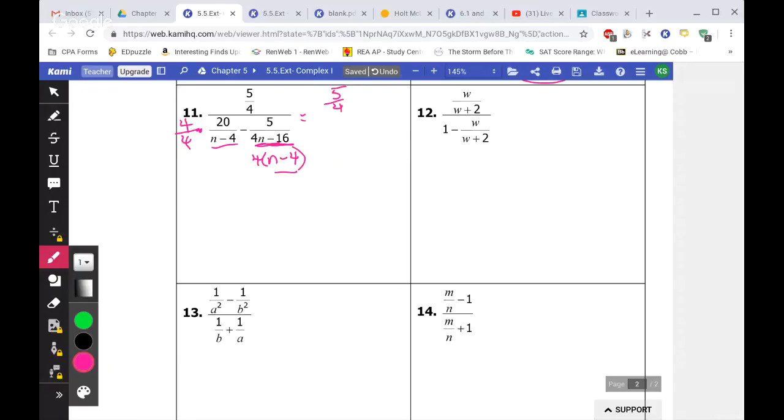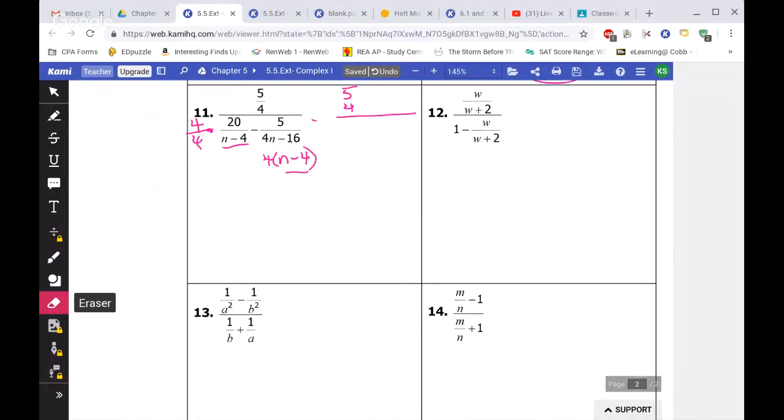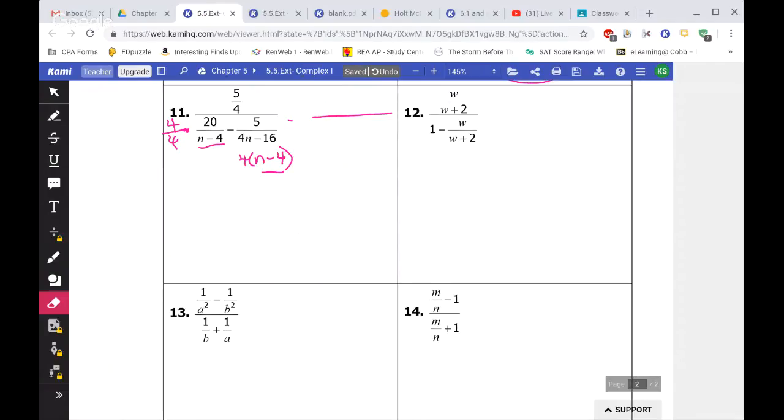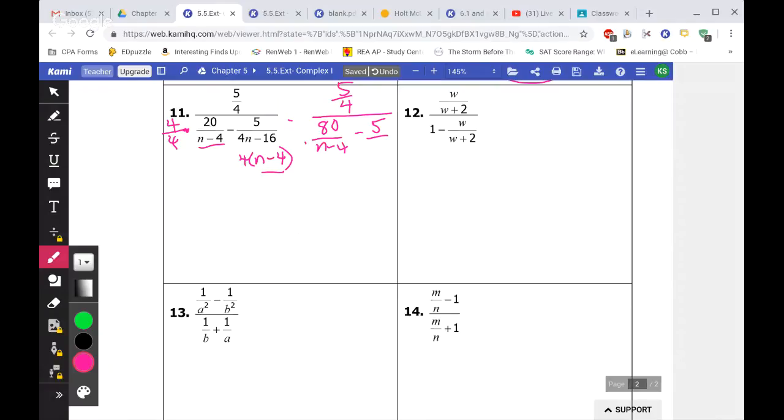So this stays the same in the numerator. And over here, you're going to multiply. So you've got 4 times 20, and that'd be 80 over n minus 4 minus 5. Actually, that's 4 times n minus 4. My apologies. Minus 5 over 4 times n minus 4. So we'll keep the top, which is 5 over 4. We're going to flip or change.